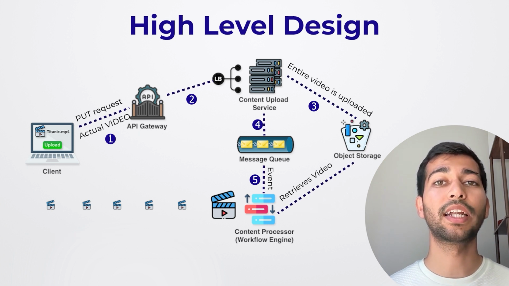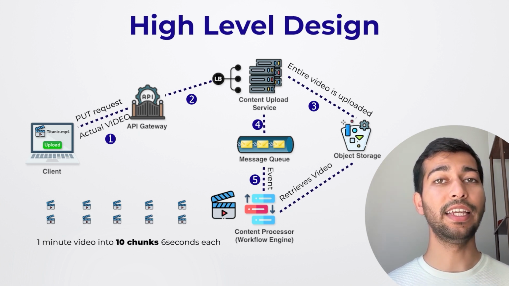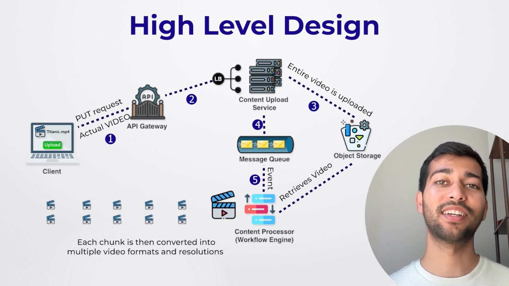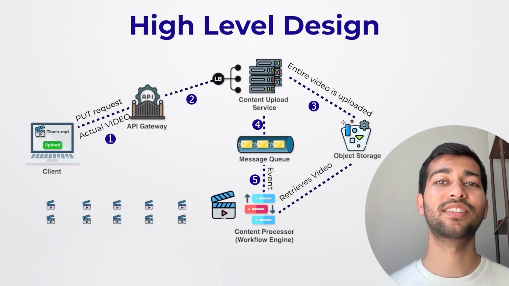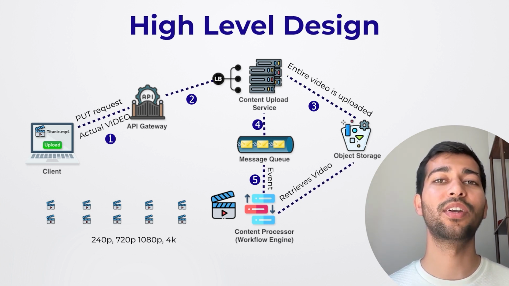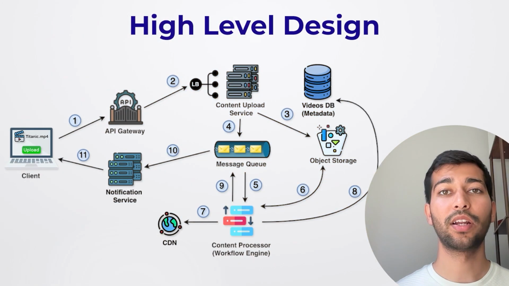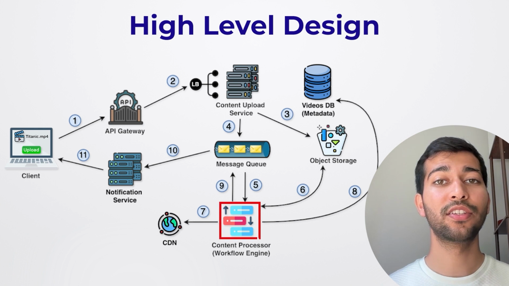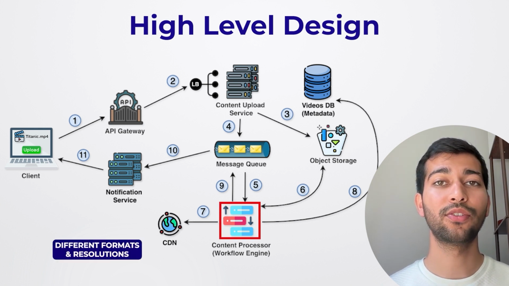So for example, let's say we have a 1 minute video that is broken down into 10 chunks of 6 seconds each. Each chunk is then converted into various formats and resolutions, different formats such as MP4, MOV and resolutions such as 4K, 720p and 240p. Well, the content processor engine does a lot of things and we'll try to understand that later.